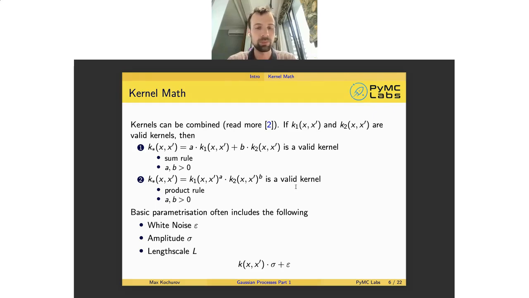If we don't need complicated structure, then we can just assume that there is a single kernel that is multiplied by sigma, and sigma is like a normal distribution. The larger is sigma, actually there should be sigma squared, not just sigma, the more volatile is our function. And we will use the summation property with epsilon, with a constant kernel. And this constant epsilon you can treat as observational noise. So you can observe a smooth function, but the actual output values will be scattered nearby. And length scale is also one of the main hyperparameters of most kernel functions.